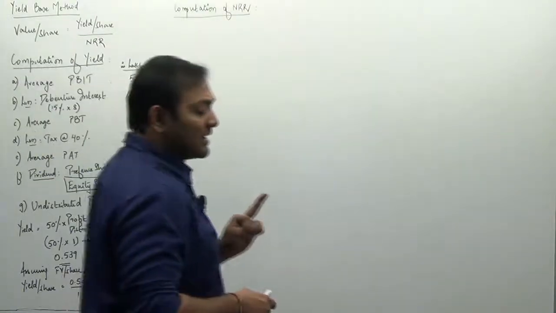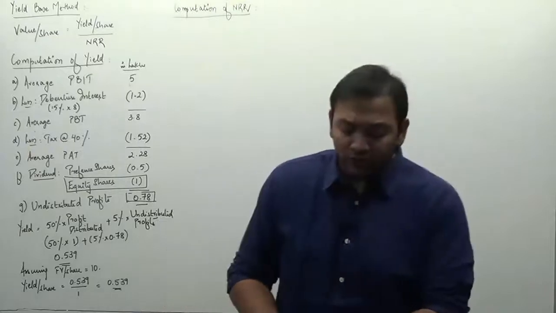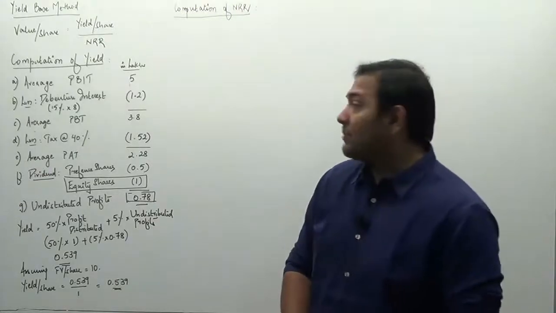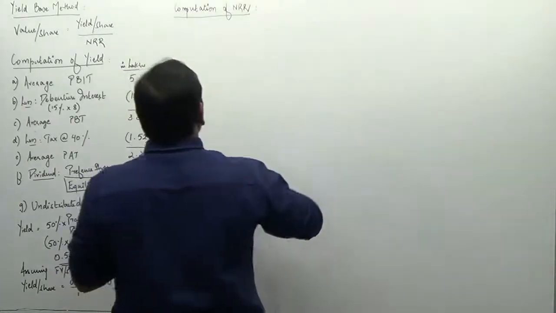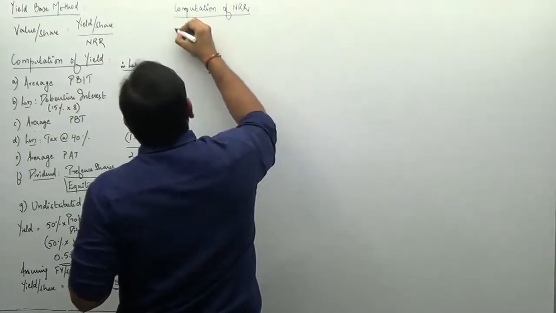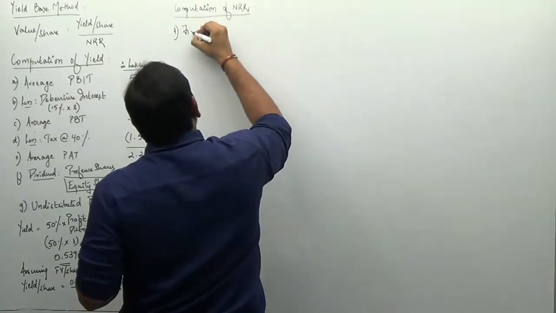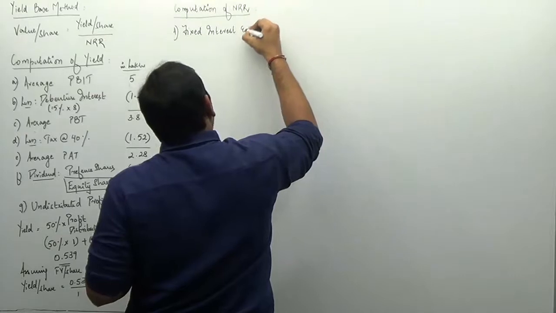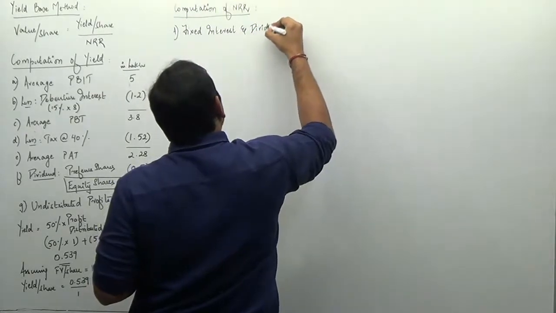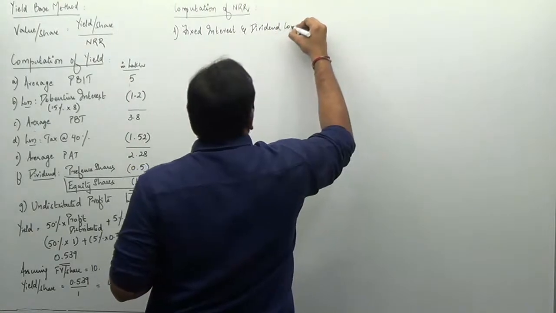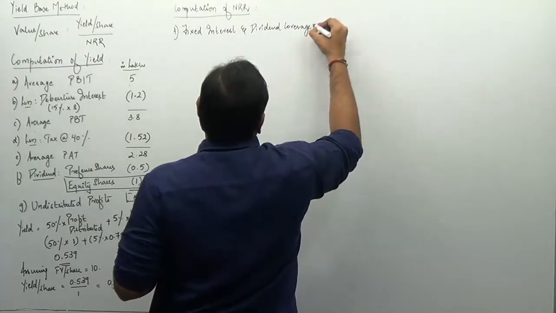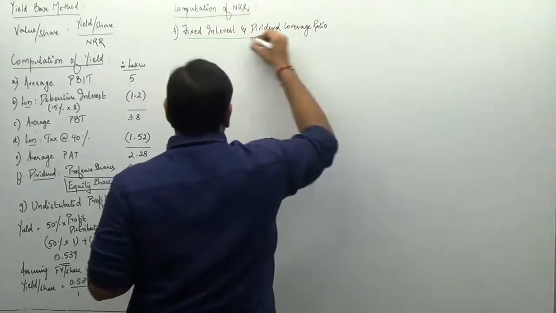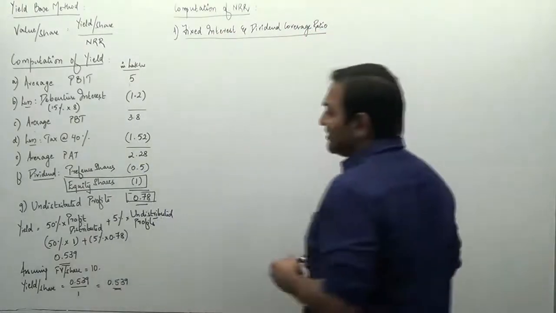The first one is fixed interest and dividend coverage ratio, which should be at least 3. Second one is capital gearing ratio, which should be 7.75. Let's talk about this then. First one, fixed interest and dividend coverage ratio. Let's check.